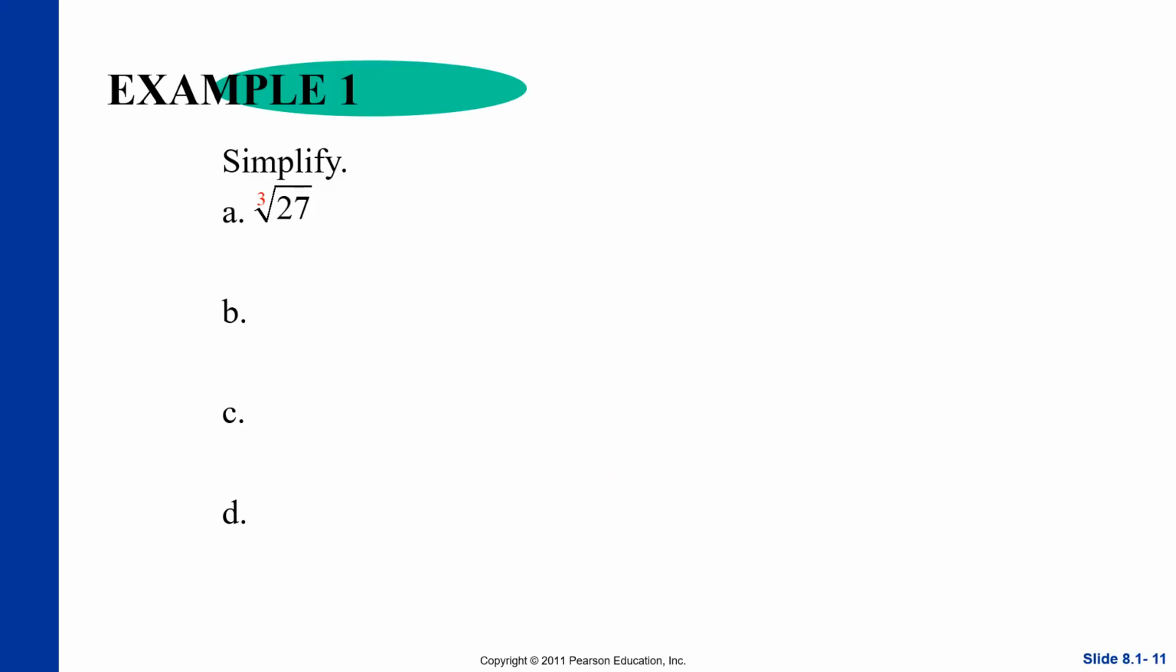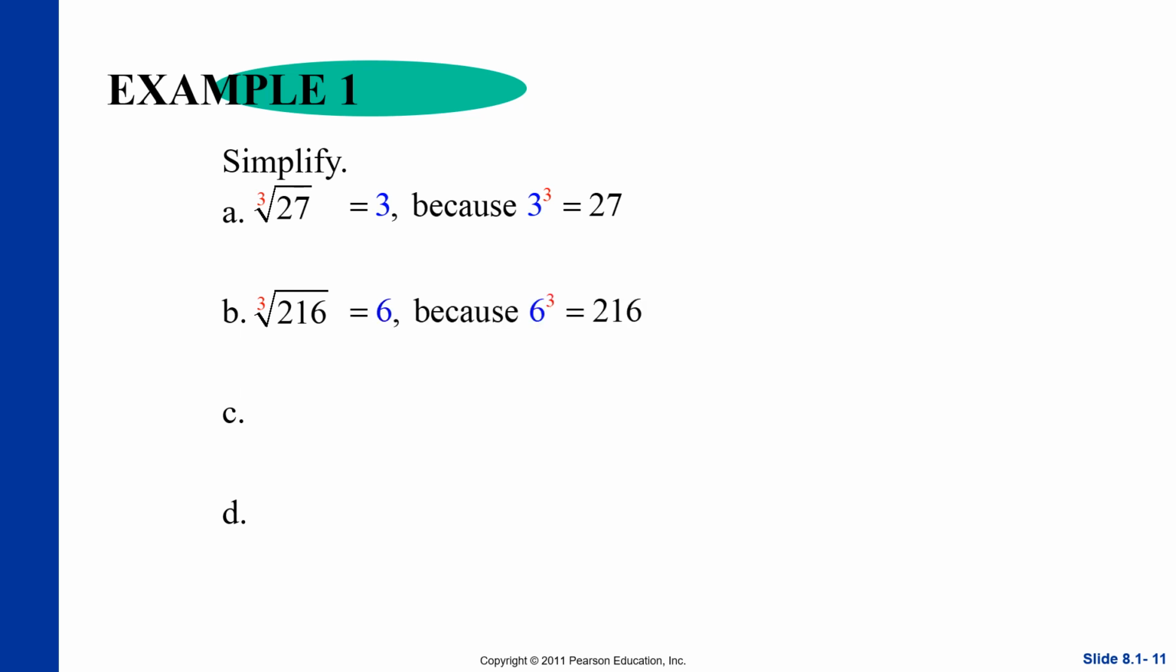Okay, so let's go through some problems here. Cube root of 27. So the question is, what times itself 3 times equals 27? And that would be 3 because 3 cubed is equal to 27. And we can do this very simply on our graphing calculator. Cube root of 216. That is 6 because 6 cubed is 216.